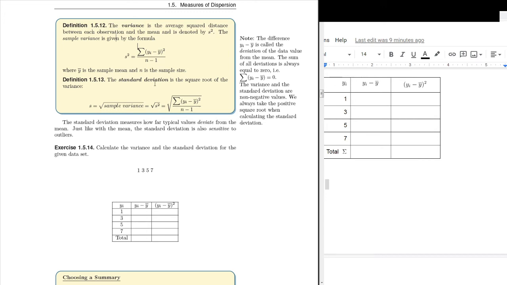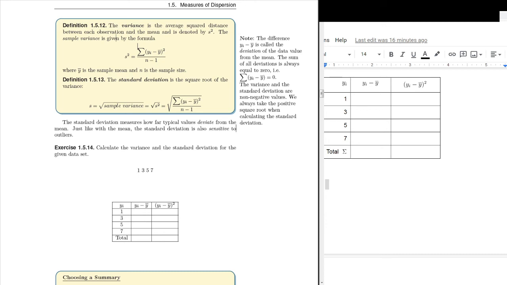So why do we want to take the square root of the variance? Well, it's because the units for variance will be in the square units of our observations. And we typically want to work with the same units as the observations, which is why we take its square root, which is called the standard deviation. And the standard deviation will measure how far typical values will deviate from the mean. And just like with the mean, the standard deviation will be sensitive to outliers.